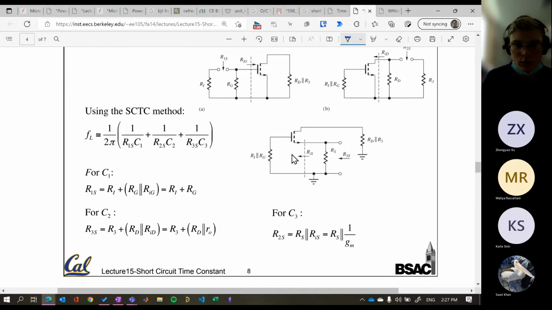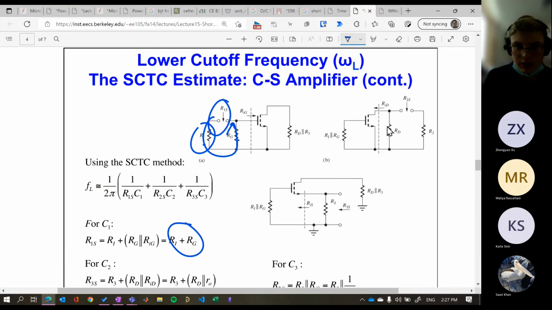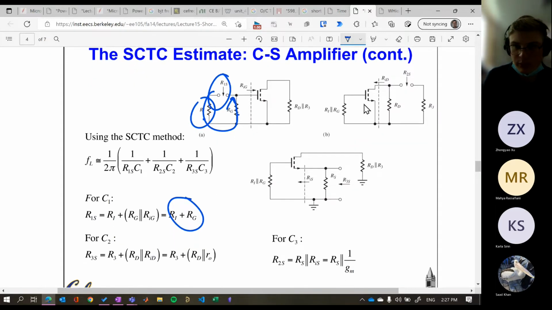So for C1, we jump in here, we're just going to have Ri plus that there, which is just that plus that in series. For C2, going to be RD, well, this R3 plus RD in parallel with R0. Remember, we've got our R0 still. We can't forget about that.